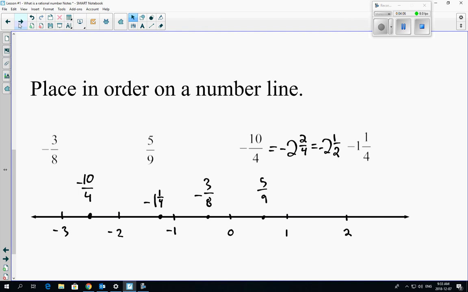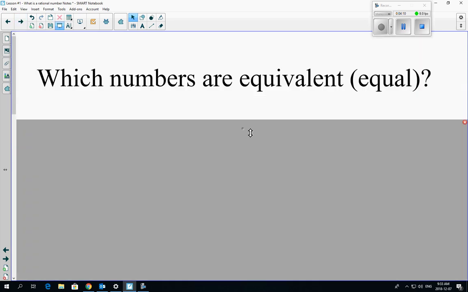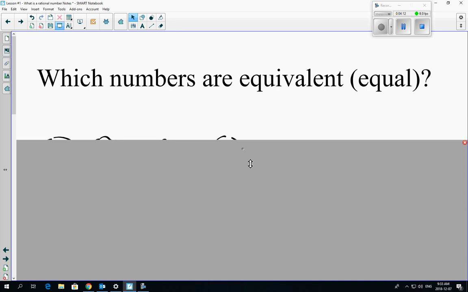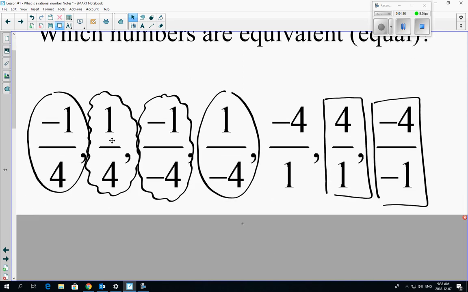Okay, last picture. So we can talk about which numbers are equivalent or equal. We got a bunch of numbers here, and when I teach this, I like to circle things or make boxes around things showing equivalent numbers. So if you look here, we got a circle around here. There's negative 1 on the top and 4 on the bottom. Well, that's the same as 1 and negative 4 on the bottom because they're both negative 1/4.